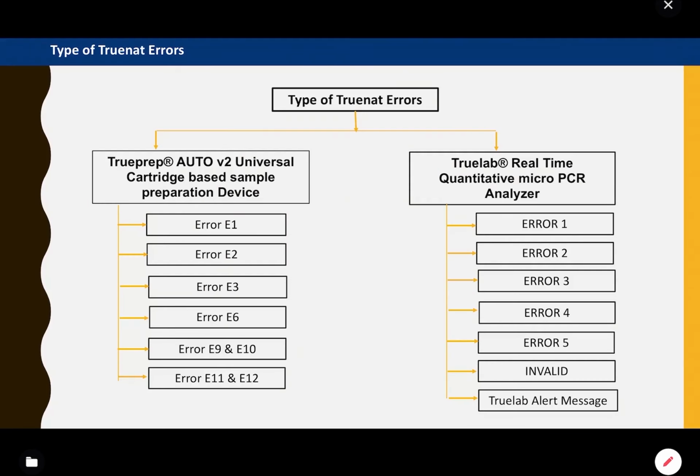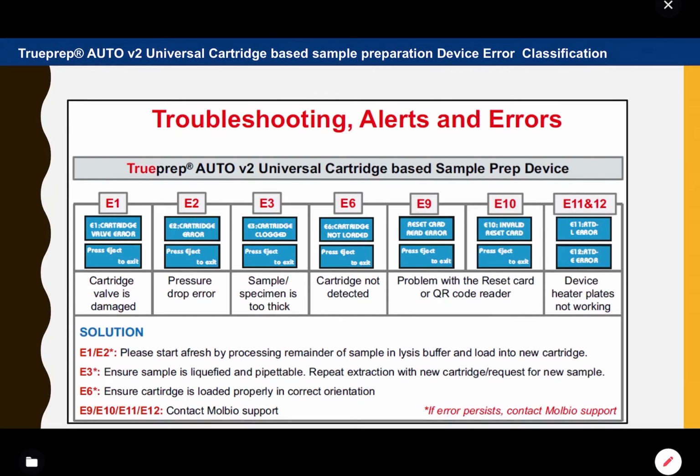The errors again, you get different sets of errors in our DNA extraction machine, that is TruePrep Auto version 2, and also in our PCR machine, PCR analyzer. So first we'll see what are the different types of error which we see in our extraction machine, that is TruePrep Auto V2. So first error is cartridge valve error.